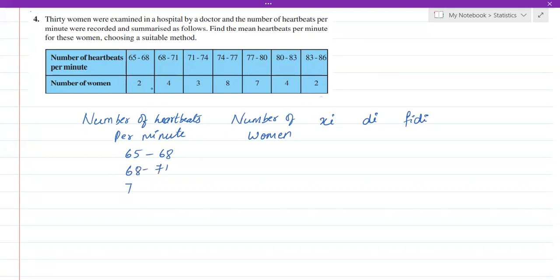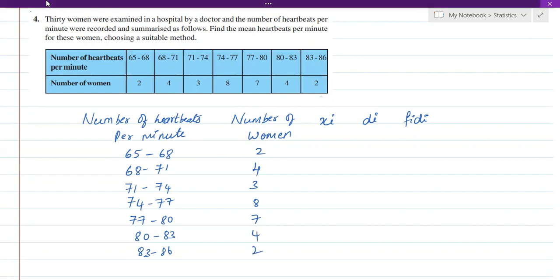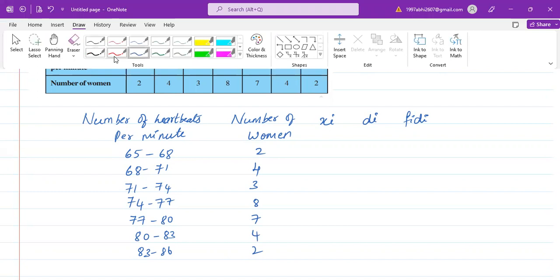then 71 to 74, then 74 to 77, 77 to 80, 80 to 83, 83 to 86. So the fi values are given as 2, 4, 3, 8, 7, 4, 2. Okay, let's draw the table for this.